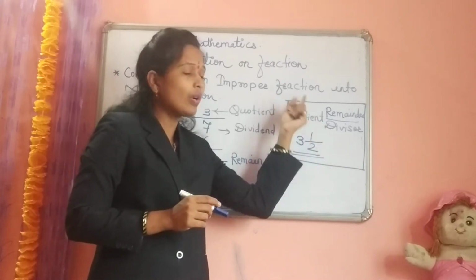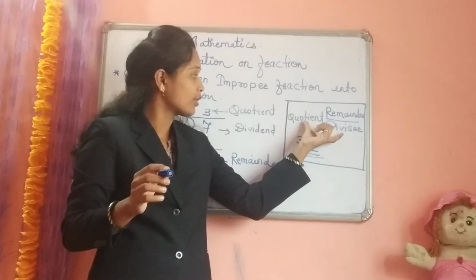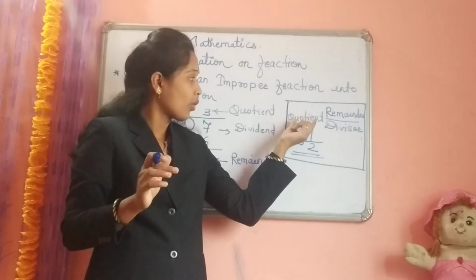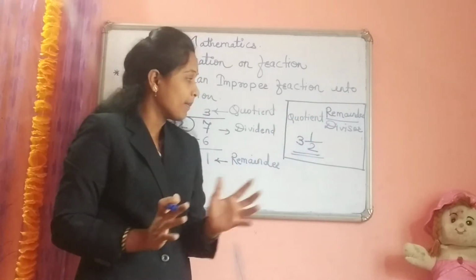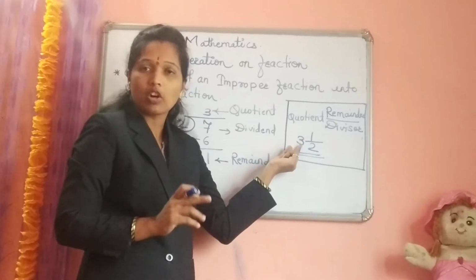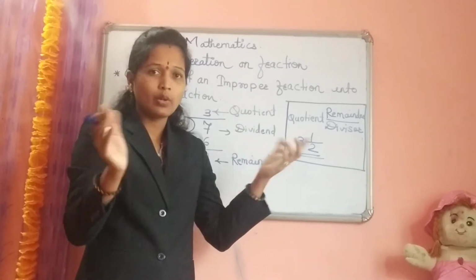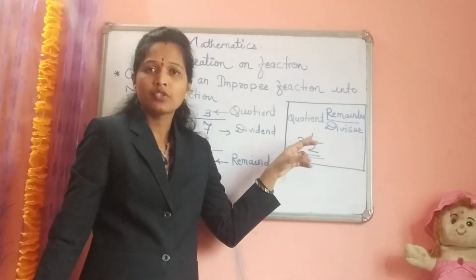Always remember, don't change the format of these given things, that is, don't change the names. Write down quotient, remainder, divisor. Don't change the names or the numbers. It means what? 3 chocolates we have to divide between 2 students, and a remaining half chocolate remains. 1/2. Half chocolate remains.